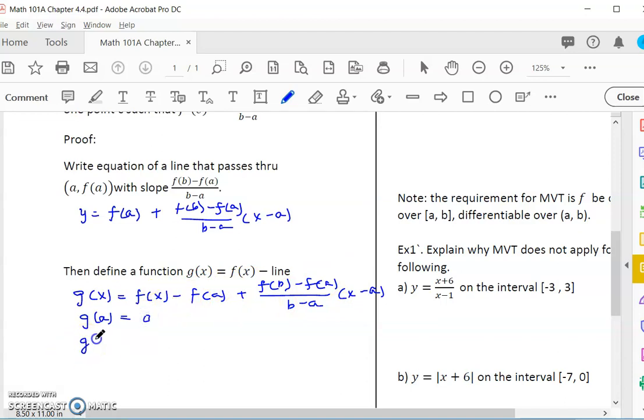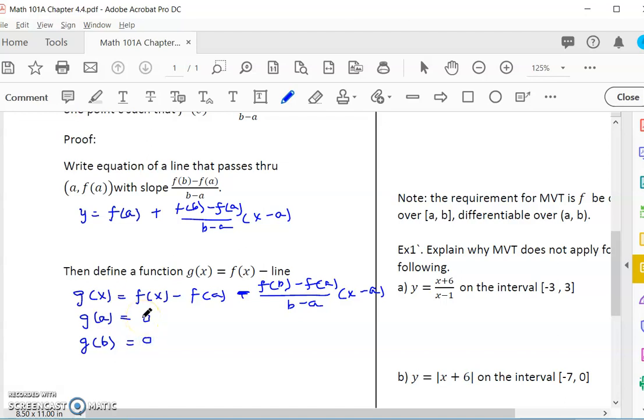And if you plug in g of B, what happened? Then you have f of B minus f of A plus, so this would be B minus A. You cancel this too because it's B minus A, it's B minus A. And you have another f of B minus f of A. So f of B minus f of A plus f of B minus A. And then this is B minus A, is B minus A. And so this should be a minus. So this 2 minus this 2 would be 0.